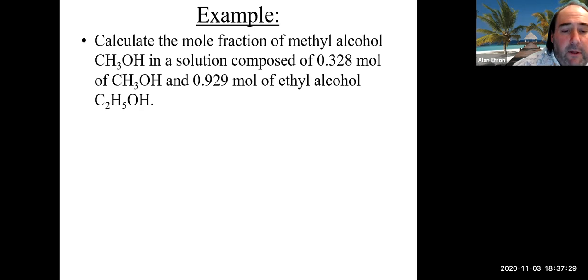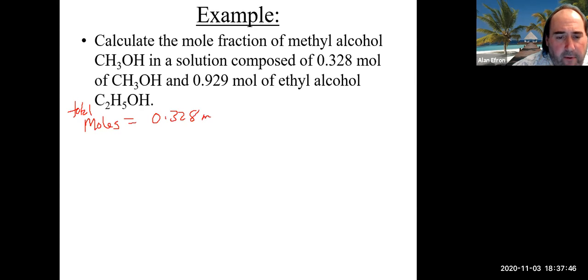Okay, so we're looking for our mole fraction of methyl alcohol, and we basically have a mixture of ethanol and methanol, and we have the moles of each. So we do want to find the total moles here, and that would be simply just adding them together. 0.328 plus our 0.929 is going to give us 1.257 moles.